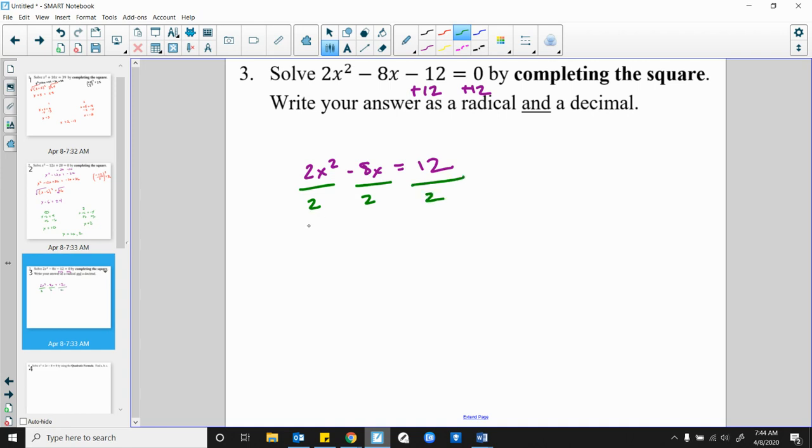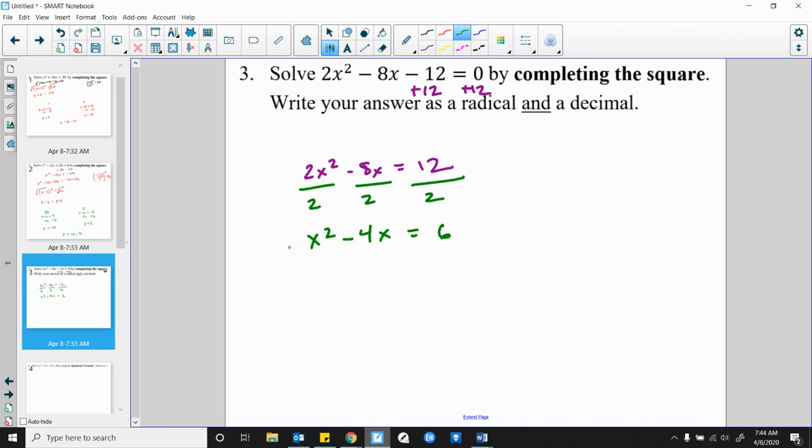Do it to all of them. So once I divide by 2 here, I'm going to be left with x squared. Divide by 2 here, I'll have negative 4x. And divide by 2 here, I'll have equals 6. Okay? From there now, I've got my variables on one side. I've got my number on the other.